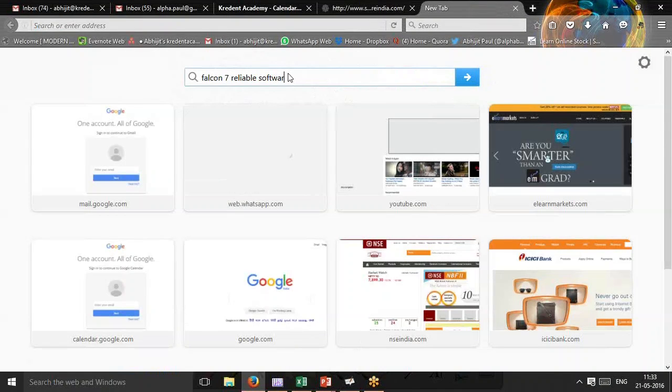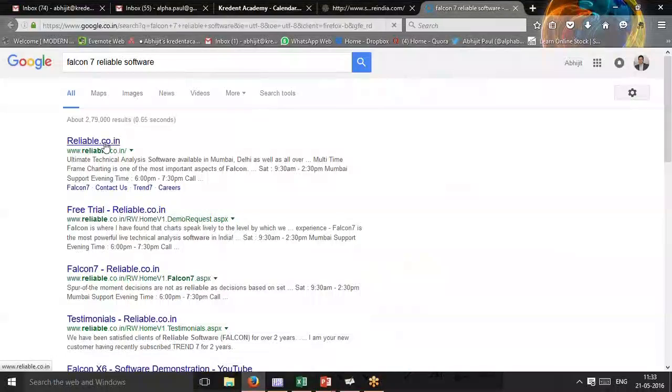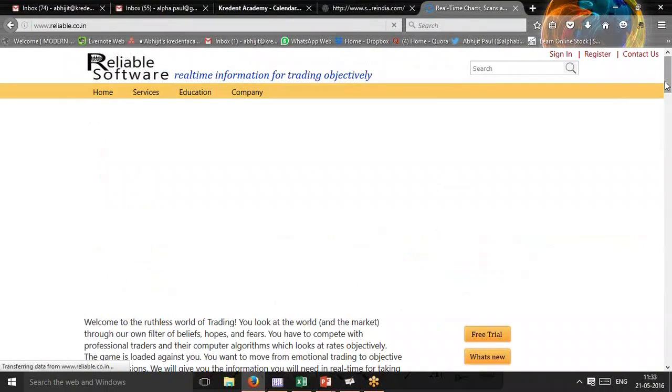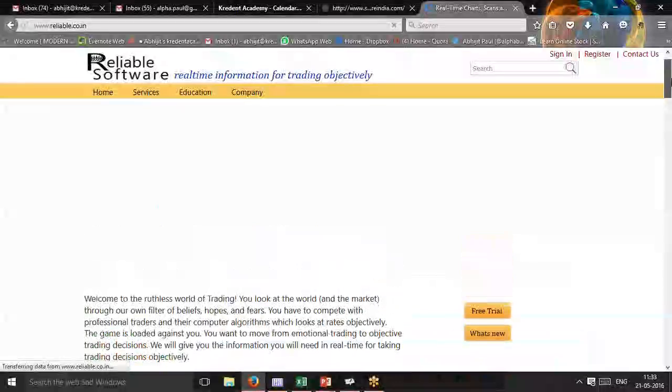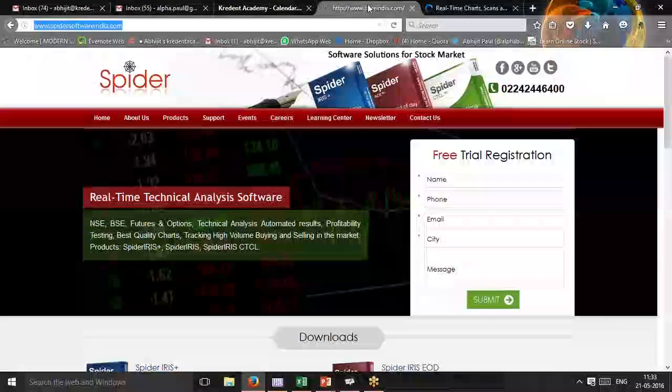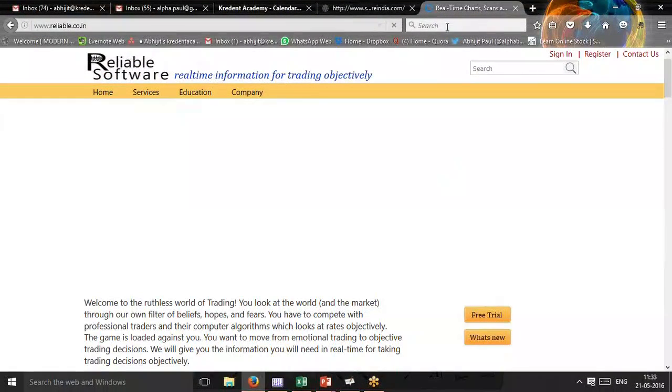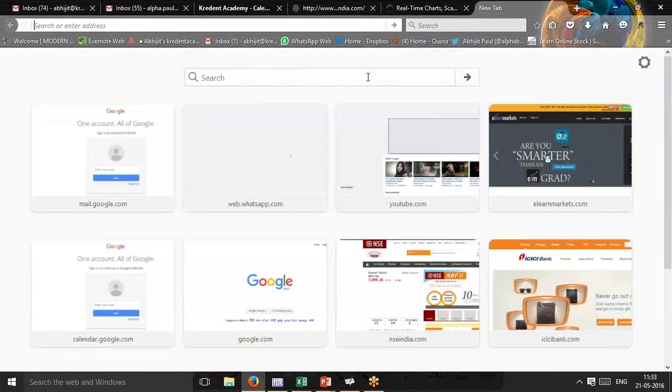That's also a pretty decent software, very similar to the Iris Plus. So if you're already into softwares, then you would know all of these things. If you're new to technical analysis, then I'm just sharing this information, which is the Spider software, or the reliable Falcon 7 software is pretty good. The metastock, obviously you would know.